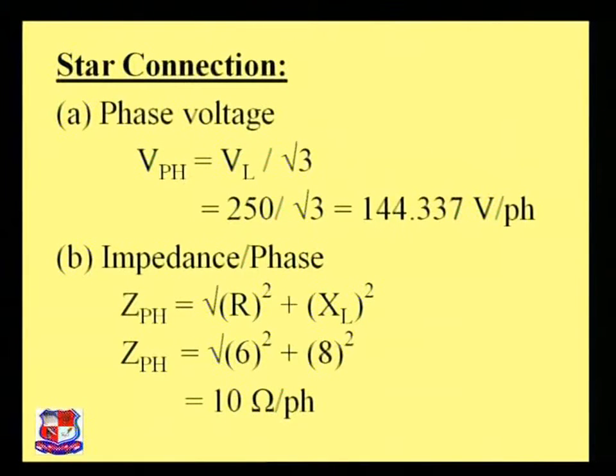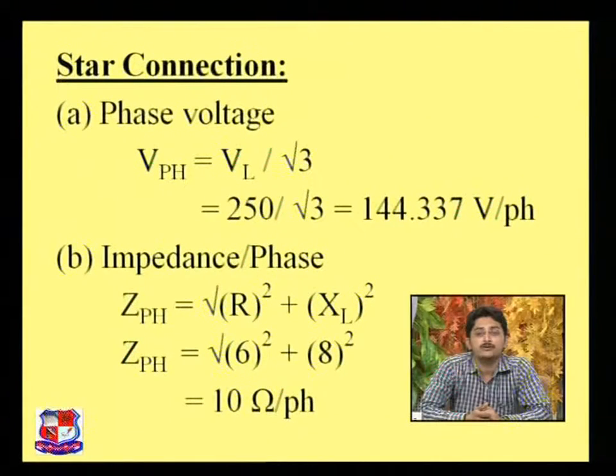Now the same we have to find for the star connection. The phase voltage VPH equals VL divided by root 3, and VL is 250. So 250 by root 3 equals 144.337 volt per phase. Friends, the phase voltage in a star connection is lower than in a delta connection, because in delta your phase voltage is 250 volts, but in star your phase voltage becomes 144.